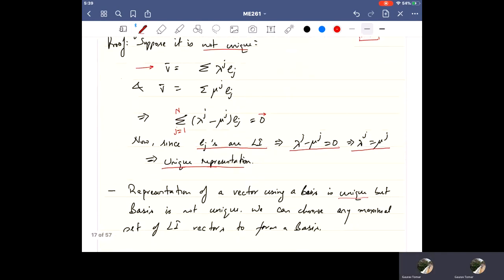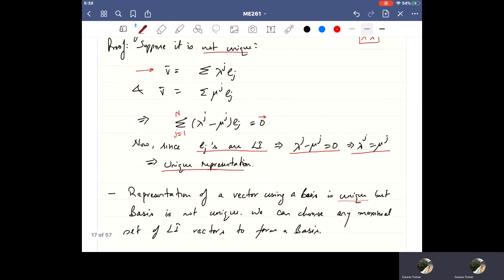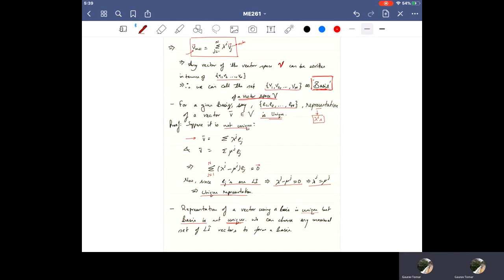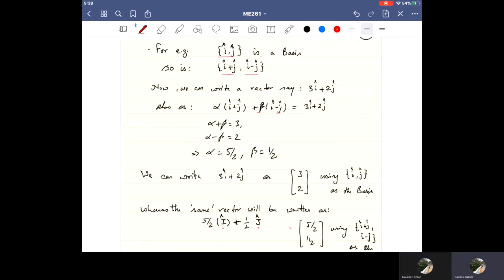Now, as I said, the representation of a vector using a basis is unique, but the basis that you have picked may not be unique. So you can have i hat, j hat. You can also have some other basis, let's say i hat plus j hat and i hat minus j hat. That can also be used as a basis. So we can choose any maximal set as a basis.